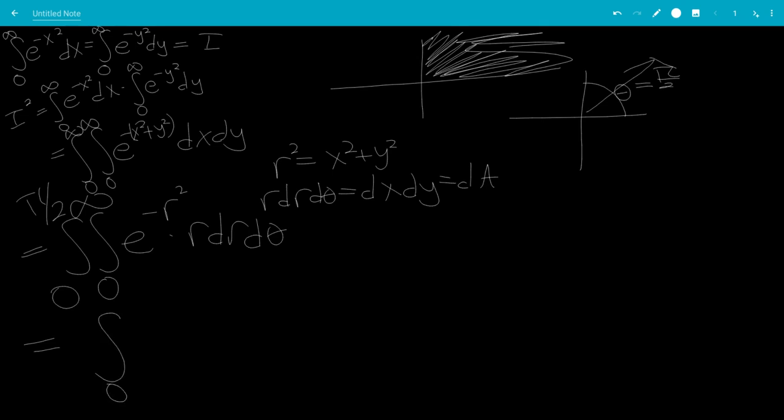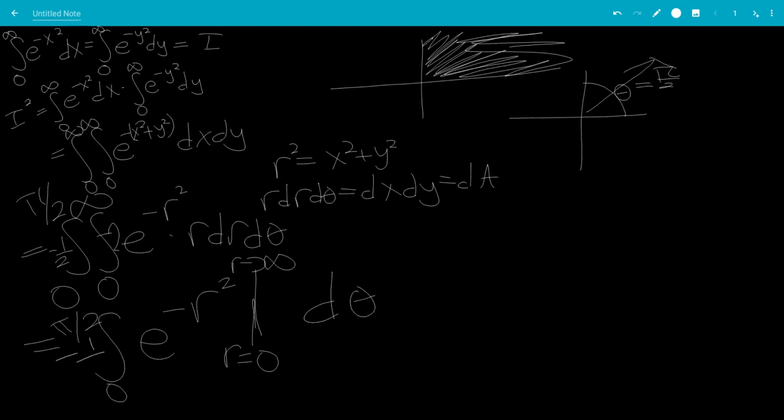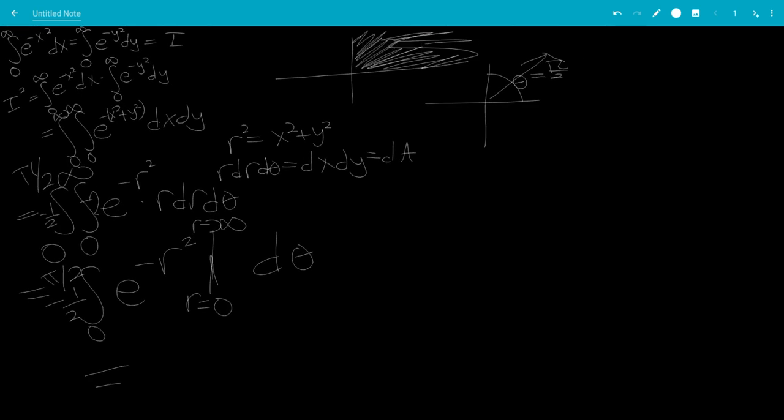So let's do the integral. The integral from 0 to pi over 2 of, so we have to multiply by 2 in the r, so we have to divide by negative 2, so that's negative 1 half multiplied by e to the minus r squared from r being 0 to r approaching infinity d theta. So this will be negative 1 half integral from 0 to pi over 2, and I'll use the negative to reorder the limits when you plug it in.